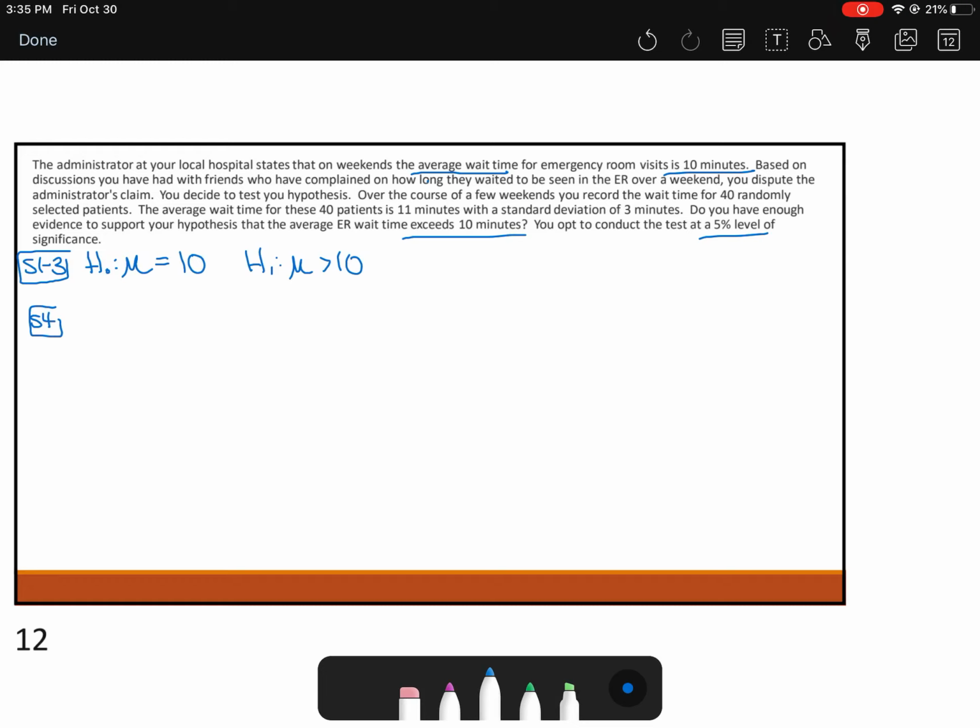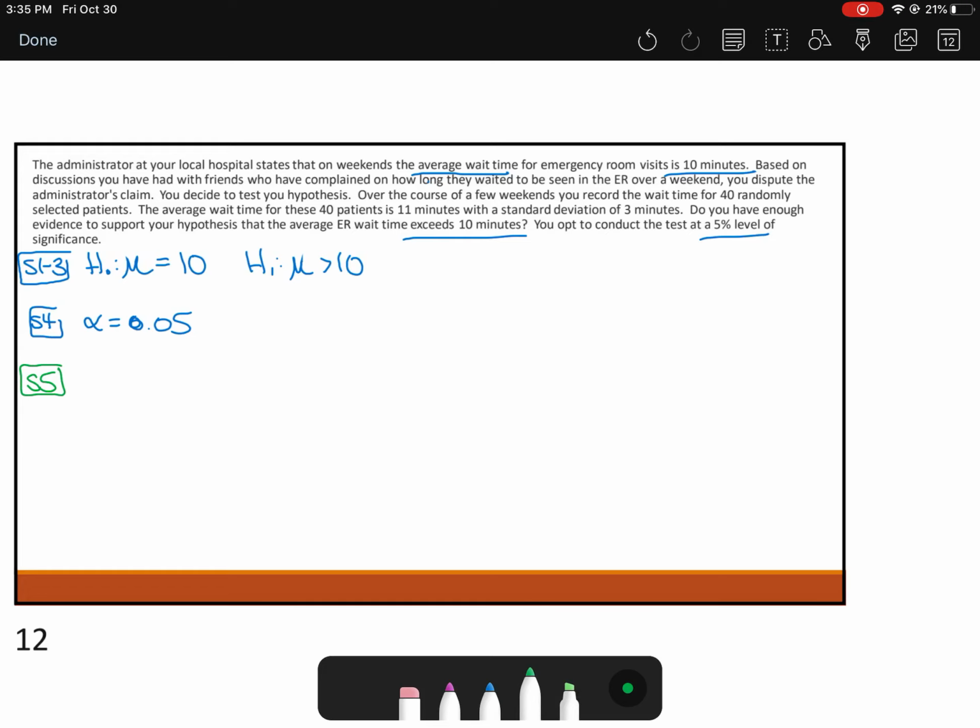Step 4, this is our alpha. So we have a 5% level of significance. Again, 5% level of significance is the same thing as saying 95% confidence level. So that means my alpha is 0.05. Now I'm going to go ahead and compute the t statistic.